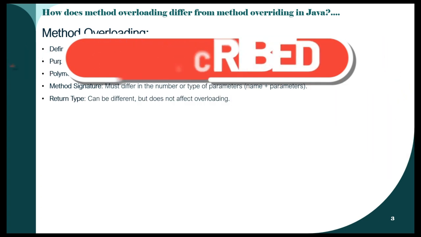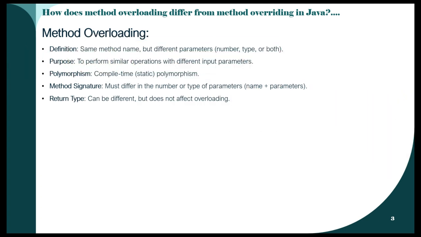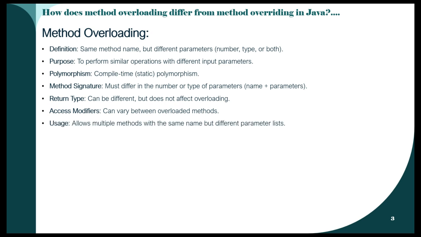We already discussed this difference, but it is not going to overload, right? So that's what access modifier is. Yeah, definitely we can vary. We have different variations in that.